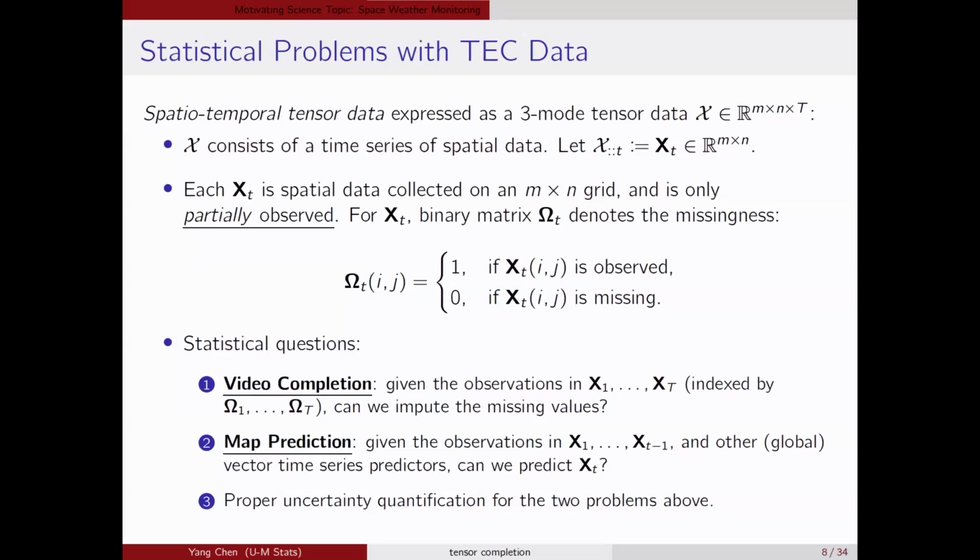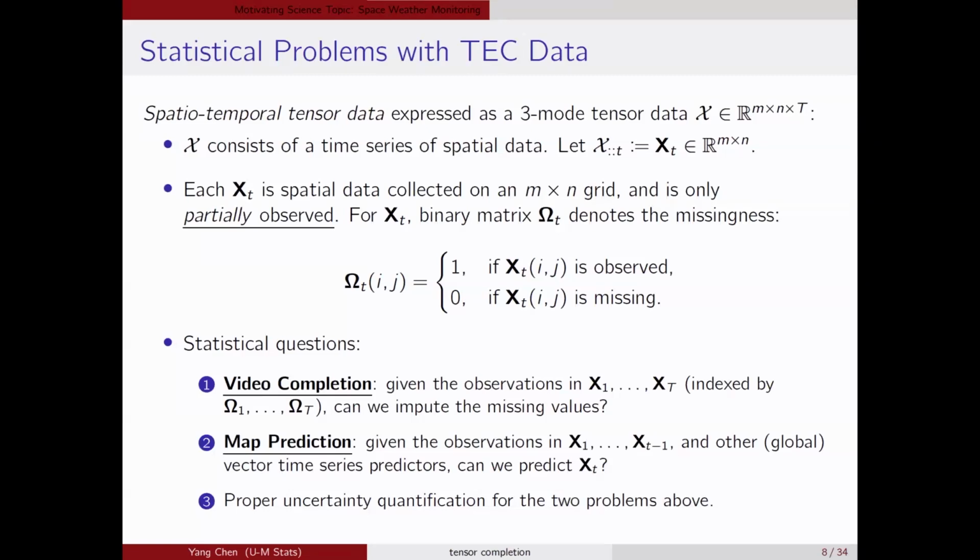And the second one is called map prediction. We want to predict what's going to happen in the next hour, in the next day for this total electron content, given the past history of the total electron content and some summary statistics from the sun. Because the root cause of the change in the total electron content is actually coming from solar activity. And we do monitor solar activities using different kinds of instruments. So there are external predictors and there is history, and we want to predict the future maps. And one important thing is that we want to do this in real time, online.